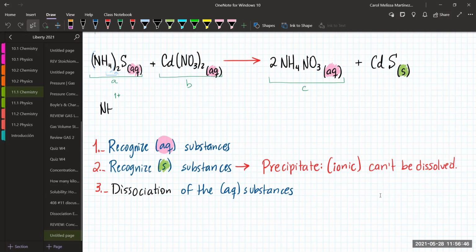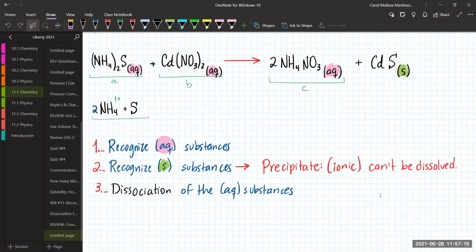So, remember, the number of atoms tells you the amount that you have in parentheses. So here, you have 2 ammonium ions. Now, what else do I have right here? How many sulfide ions? 2.